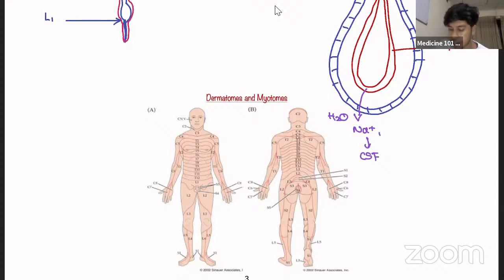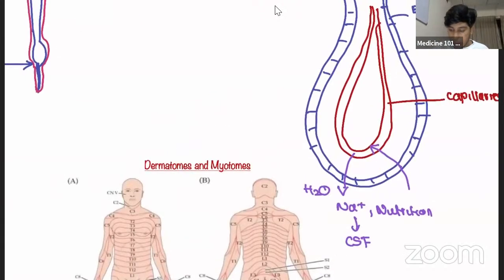There's going to be nutrition, such as glucose, everything. So there's a system of recycling. Things go out, things come back in. This is the normal system. But if there is a blockage, let's say there's a tumor growing here in the brain, this is a tumor.